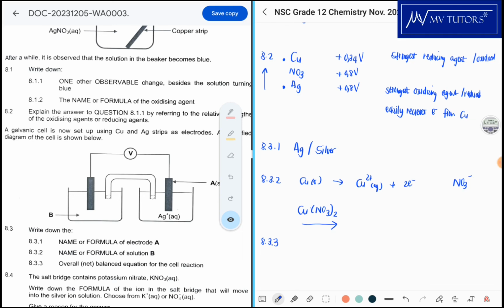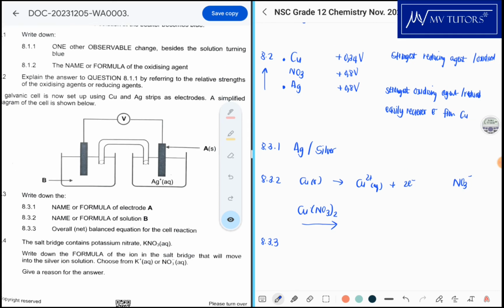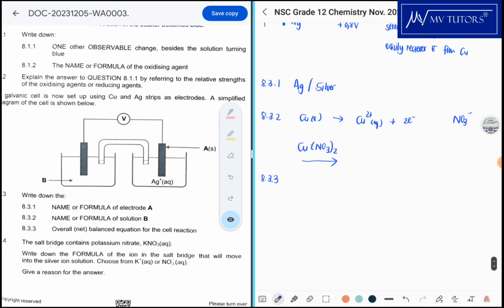8.3.3, it says the overall balanced equation for the cell reaction. So what happens at the cathode, what happens at the anode, and then what is our final answer? At the cathode, we did say it's silver. So we have the silver ions with the electron, and you get the solid.